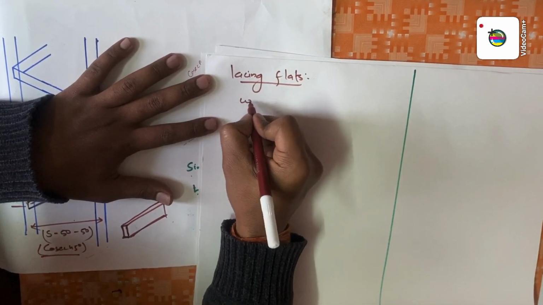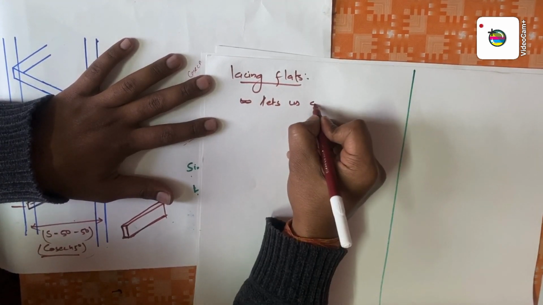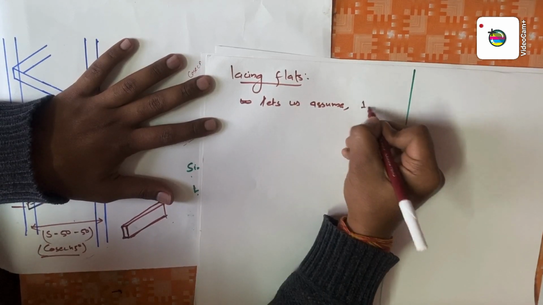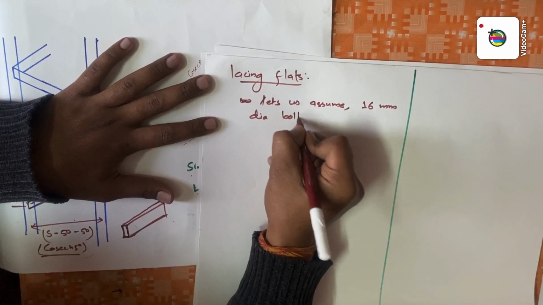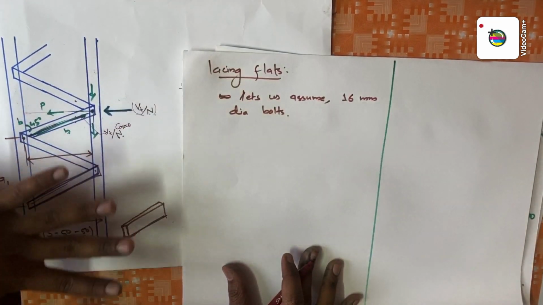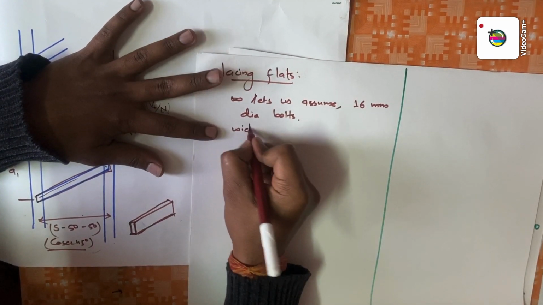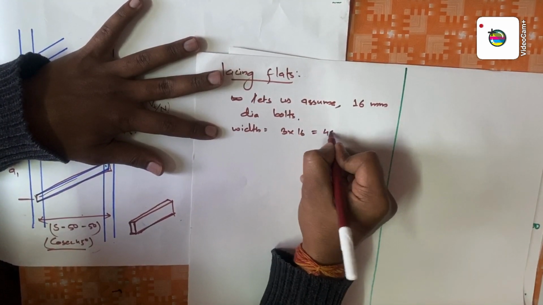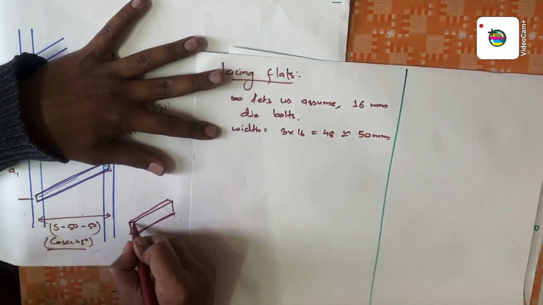So let us assume a 16 mm dia bolt. Okay, so for a whole numerical I just assume 16 mm dia bolt. So width of the flat will be 3 times 16, that is 48, so around 50 mm. So I got the width of the lacing flat.